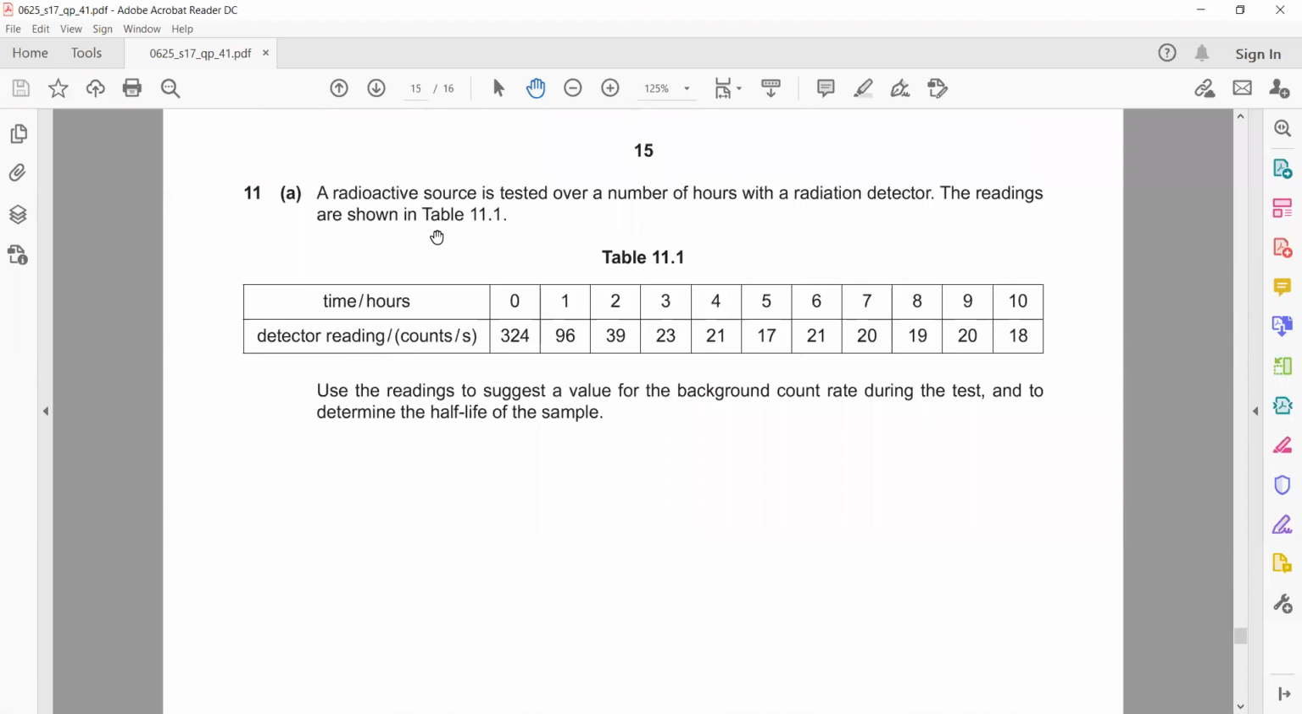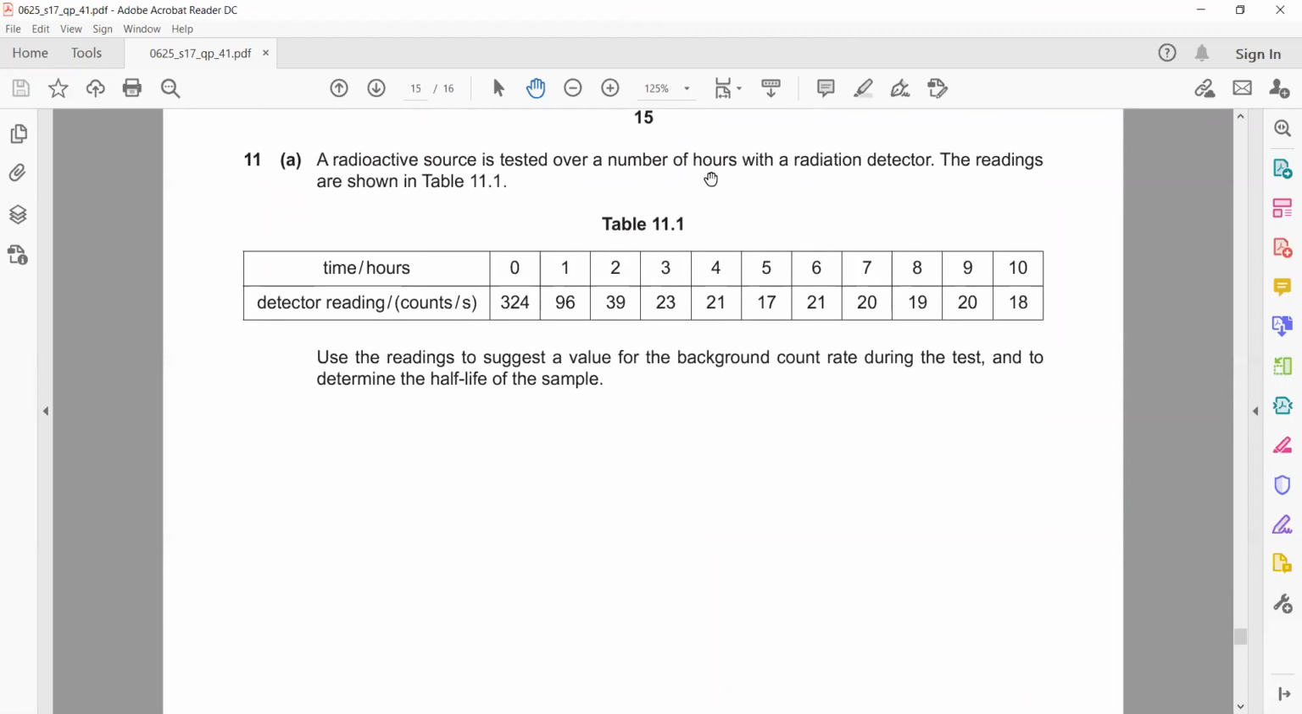In question 11, a radioactive source is tested over a number of hours with a radiation detector. The readings are shown. Use the reading to suggest the value of the background and determine the half-life. Value of the background: at this point the reading is not changing, approximately the same. So you can conclude that if the reading is the same, it means it is not from the source, it is from the surroundings.